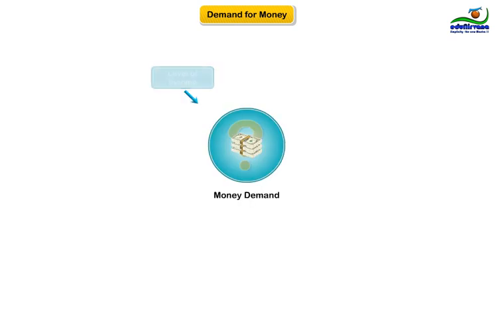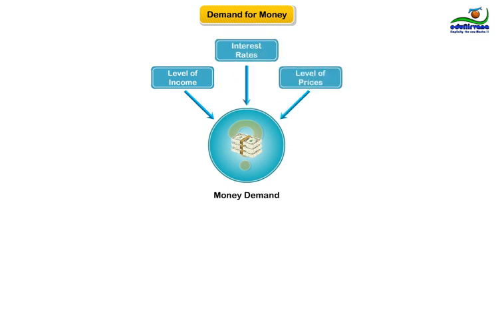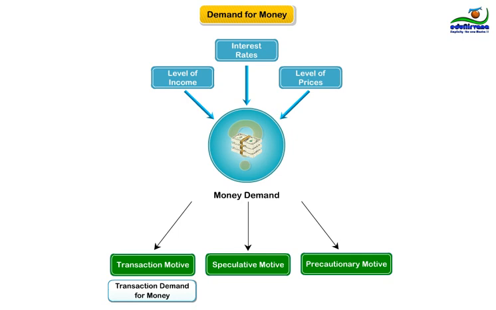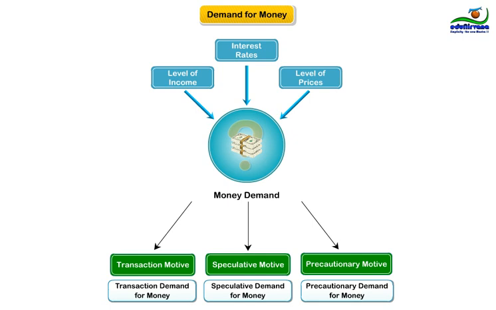These include level of income, interest rate, and level of prices, that is inflation, as well as uncertainty about the future. The way these factors affect money demand is generally explained broadly from three key motives: transaction motive, speculative motive, and precautionary motive. Accordingly, there are three constituents of demand for money, namely transaction demand for money, speculative demand for money, and precautionary demand for money. Let's see each of them one by one.